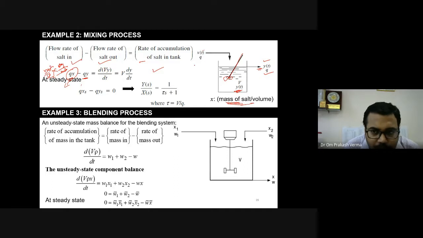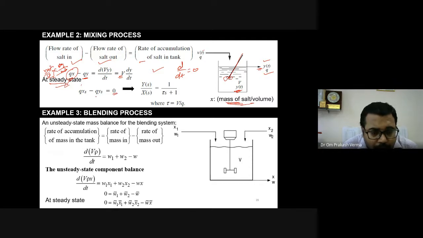This is a constant volume of this tank. So we can take the common constant V outside, V dy by dt. Okay. So now at the steady state, there is no change, so d by dt becomes 0 at the steady state, and therefore dy by dt is equal to 0.